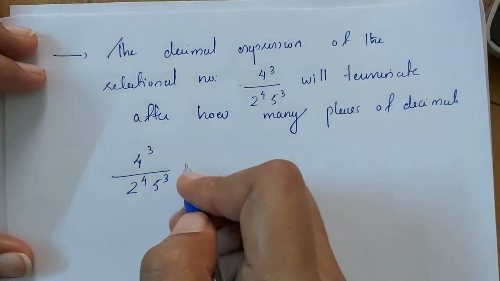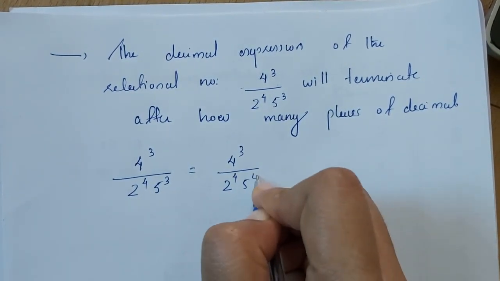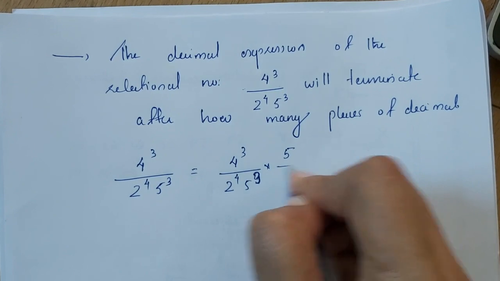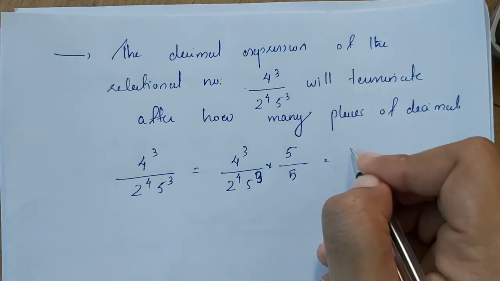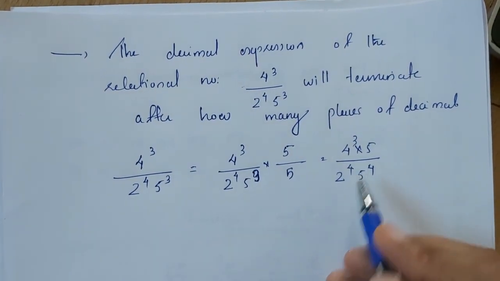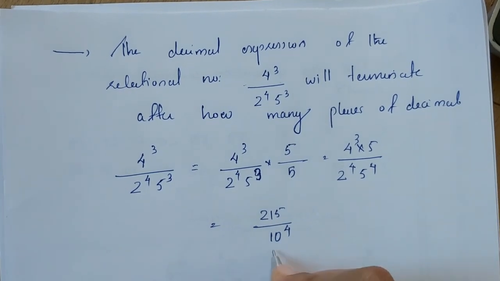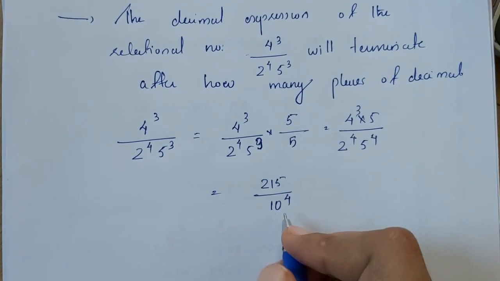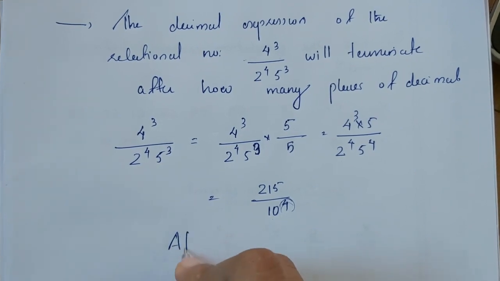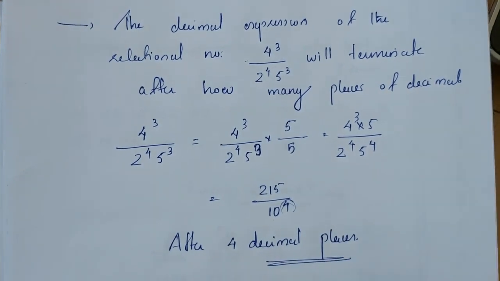Okay. Four raised to 3 divided by 2 raised to 4, 5 raised to 3. We have to take the power common. We can multiply and divide using value 5. 4 raised to 3 into 5 divided by 2 raised to 4 into 5 raised to 4. Here the powers are same, which is equal to 4 raised to 3 into 5 is equal to 320 divided by 10 raised to 4. We get the factor term 10. So 10 raised to 4 has 4 decimal portions. So we can say that it terminates after 4 decimal places.